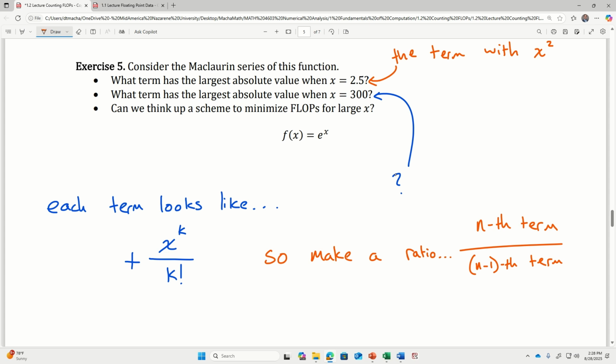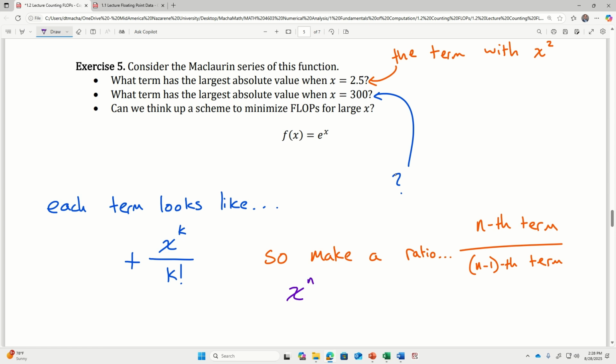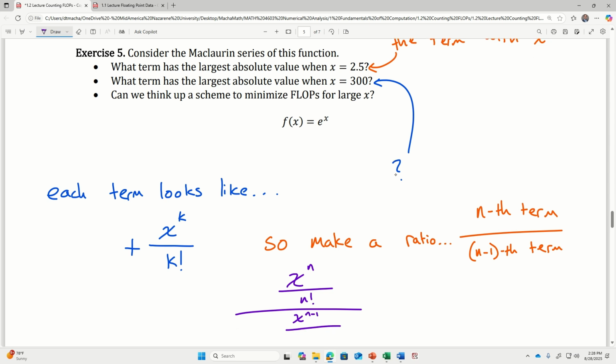Okay, in other words, it's going to be x raised to the power n divided by n factorial, divided by x raised to the power n minus 1 divided by n minus 1 factorial. And you know that dividing is the same thing as multiplying by the reciprocal, and so I can write x to the n over n factorial times n minus 1 factorial over x to the power n minus 1. What is x to the n divided by x raised to the power n minus 1?